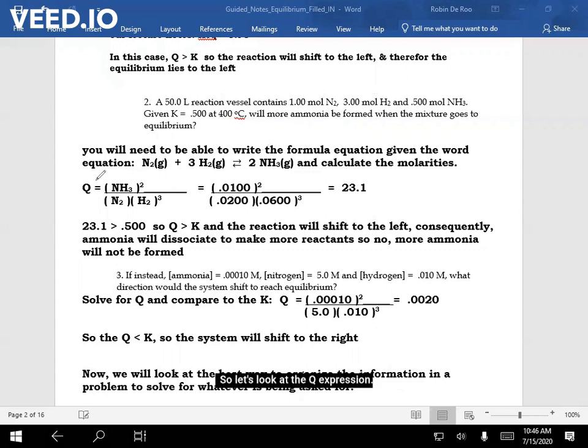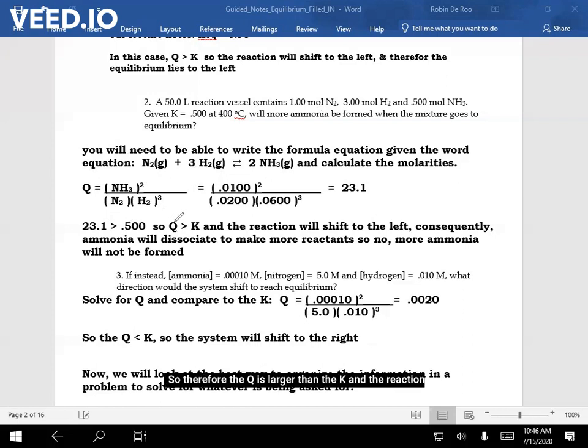Let's look at the Q expression. Remember, the Q expression is set up the same way as K, but we just don't know if it's at equilibrium or not. So we'd have ammonia on the top, and then we would use our 2 here to get our 2 here. We'd have nitrogen gas on the bottom and hydrogen gas on the bottom. And again, remember to use your exponents. Now we plug in the values of our molarities and we get a number. For Q, it's 23.1.